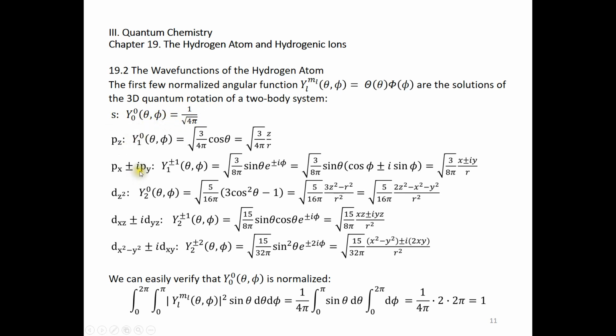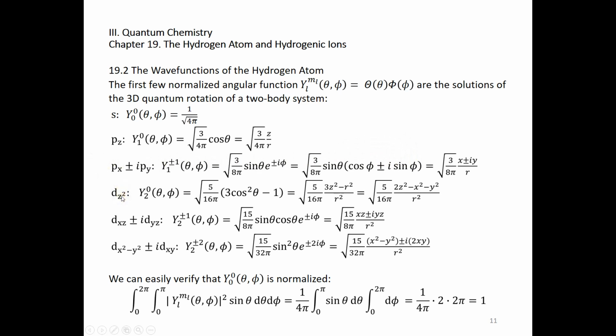Now let's look at p orbitals. When you look at p orbitals, well, the solutions are this: cosine theta, which is z over r, or sine theta times e to the power of plus minus i phi. Remember, e to the power of plus minus i phi are cosine phi plus minus i sine phi. So really, we're looking at a linear combination of x plus minus iy over r. Sine theta cosine phi is proportional to x. It's x over r. And sine theta sine phi is y over r.